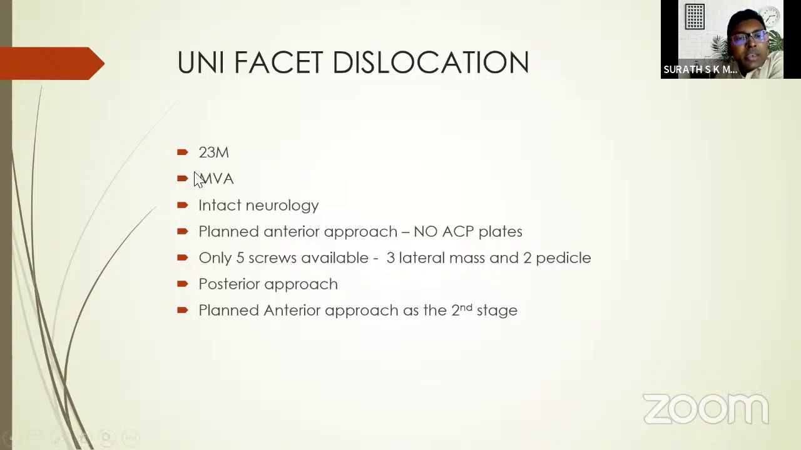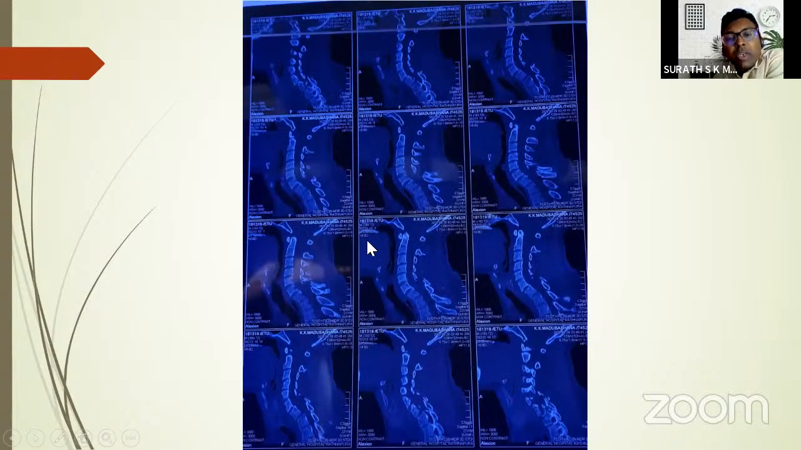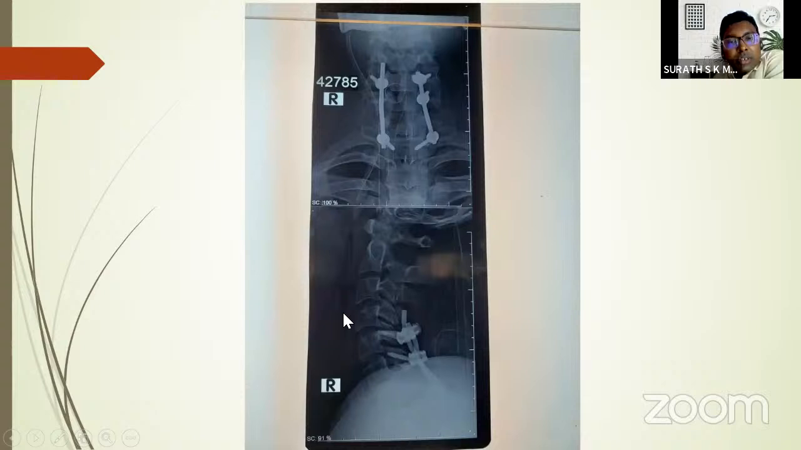Another case, again, a young patient with intact neurology, motor vehicle accident. Again, this one, you can see C2, 3, 4, 5, 6, 7. Yeah, C6-7 unilateral dislocation. But again, you can see a lot of posterior ligamentous complex injury with posterior element damage.